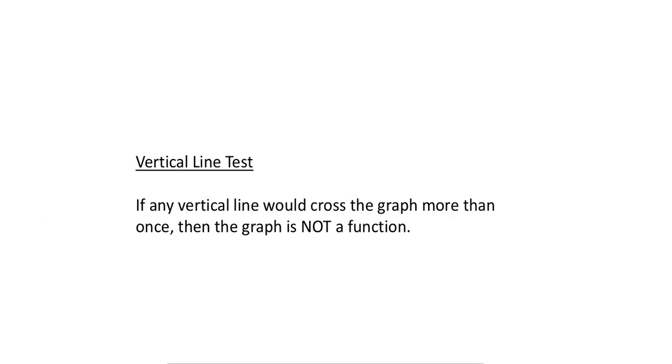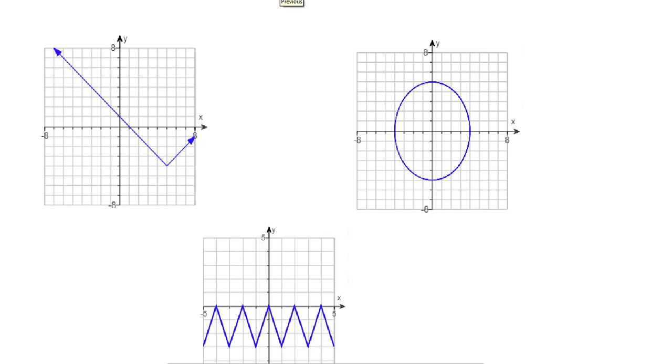So let's apply this test to a few different graphs. For example, if we look at this graph here, if I were to draw a vertical line anywhere, and again, I'm going to do my best to make this as vertical as I can. It's kind of hard to do with the setup that I have. Oh, that's pretty good. So here's a vertical line. How many times is it crossing the graph?